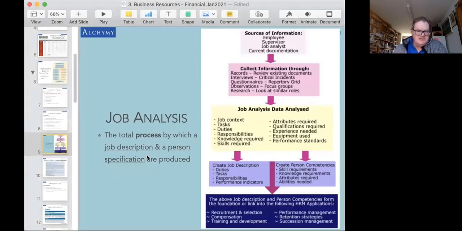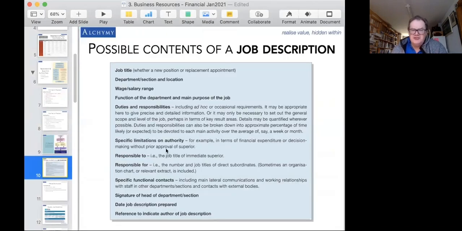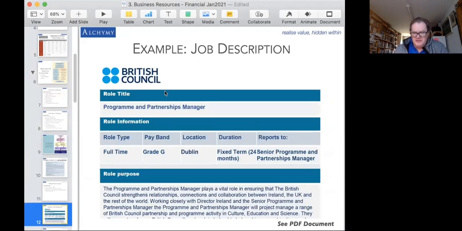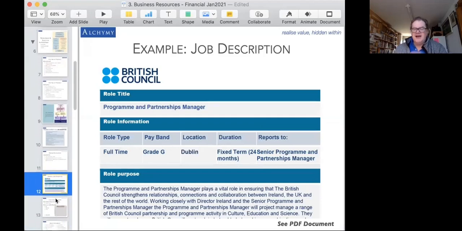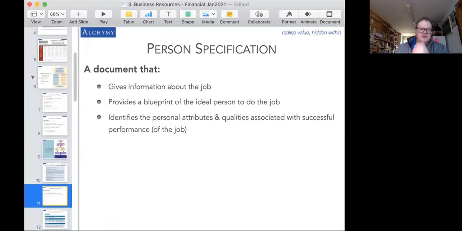So when we look at job analysis, we're looking to create some sort of job description. Here's an example of a job description. Here's another one for a British Council job in Dublin, Program Partnerships Manager. Some role information, the role purpose, and so on. I'm going to add this to the Google Classroom so you can look at it. What we're really trying to produce is a job description and a personal specification. A document that gives information about the job, a blueprint of the ideal person to do the job, and the personal attributes and qualities associated. So the type of person we're looking for, okay? What attitudes, etc.